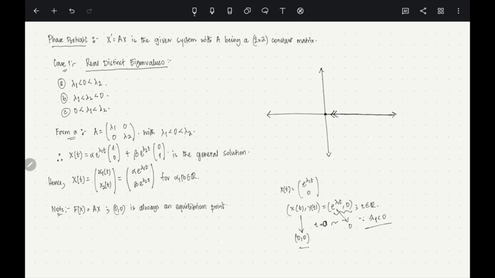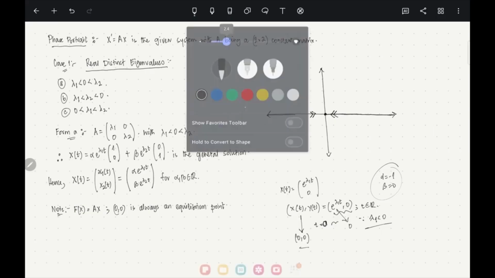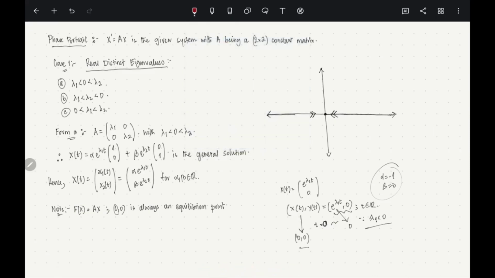Similarly, you can also see that if alpha equals minus 1 and beta equals 0, you have a similar sort of thing, but in the other direction. So this is another trajectory. Let us draw it like this. Maybe I can use a different pen. I hope you understand what's going on. All of these are going towards (0, 0). It cannot cross (0, 0). Please understand this. This is one trajectory, this is one solution curve. The other solution curve is this.